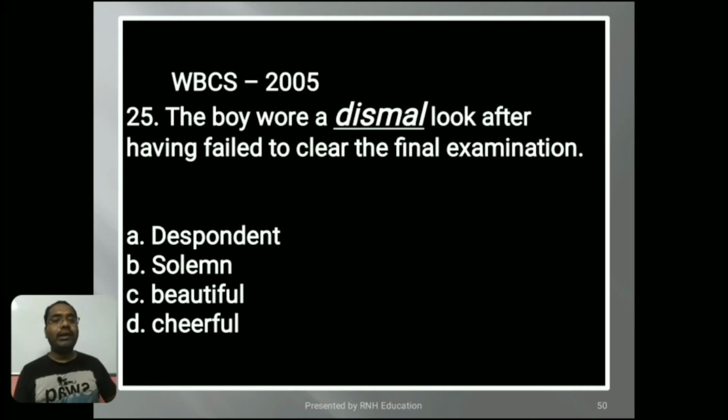The boy wore a dismal look after having failed to clear the final examination. The options are: A, despondent; B, solemn; C, beautiful; D, cheerful. Okay, so the word is dismal. Now check the answer section.